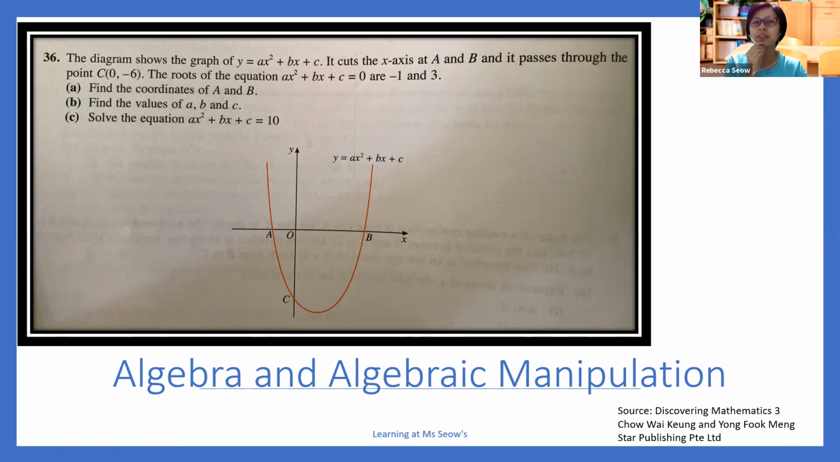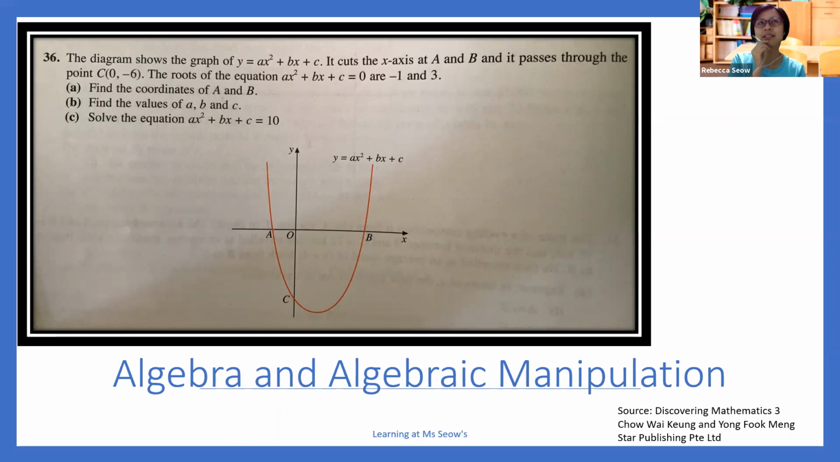Today, I will be sharing with you a question with regards to algebra and algebraic manipulation. This question is suitable for Secondary 3 and Secondary 4 elementary maths students. And the question here is taken from Discovering Maths 3 by Chow Wai Kyo and Yong Fuk Ming under Star Publishing Private Limited. Now, get yourself ready with some paper, stationery, and a calculator, and try working out this question. And after that, we'll go through the steps together.